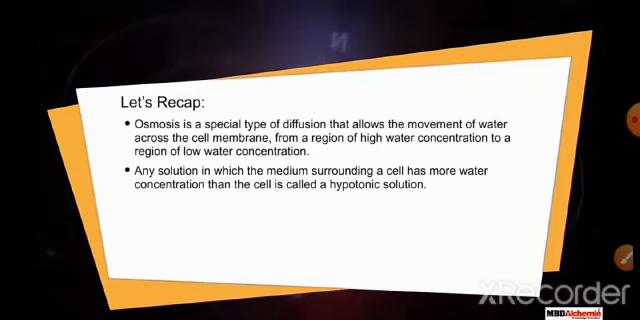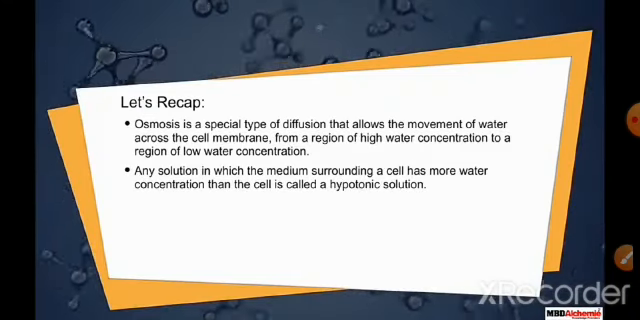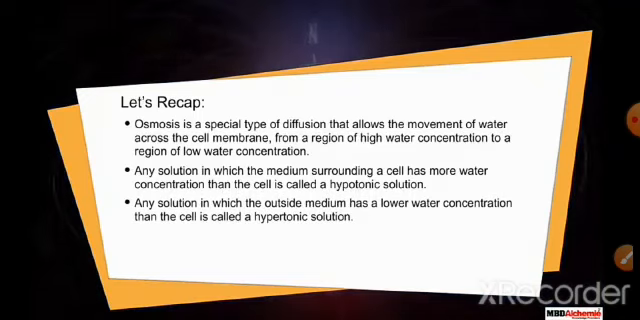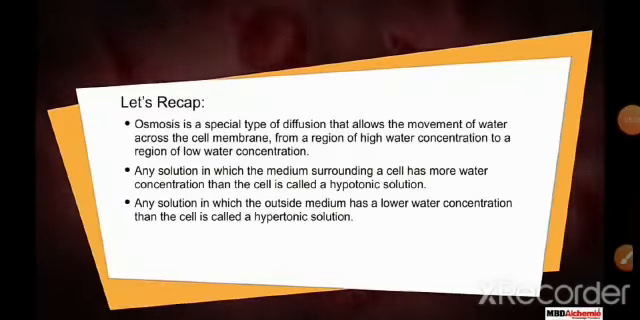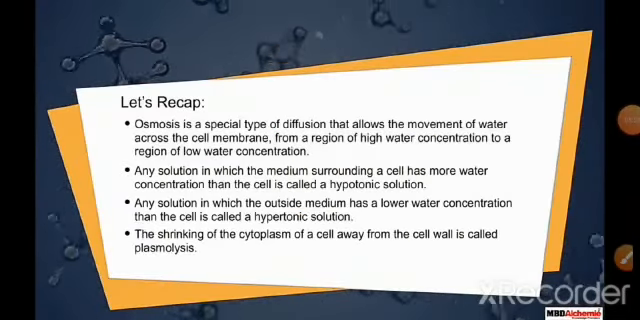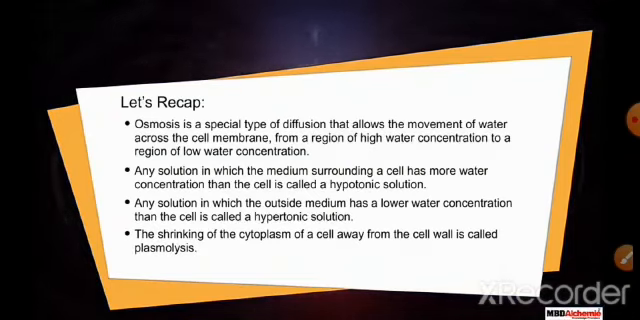Any solution in which the medium surrounding a cell has more water concentration than the cell is called a hypotonic solution. Any solution in which the outside medium has a lower water concentration than the cell is called a hypertonic solution. The shrinking of the cytoplasm of a cell away from the cell wall is called plasmolysis.